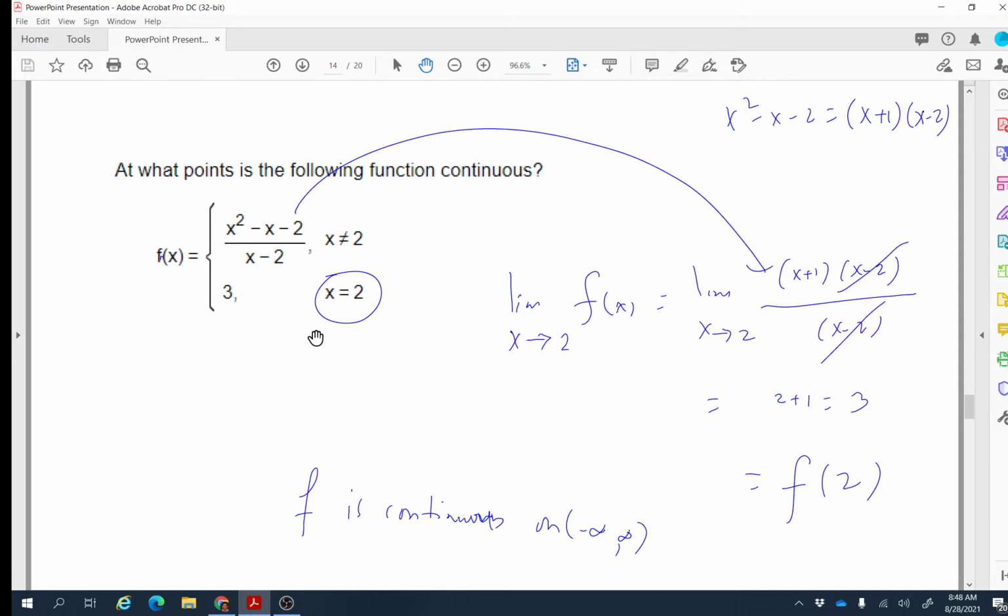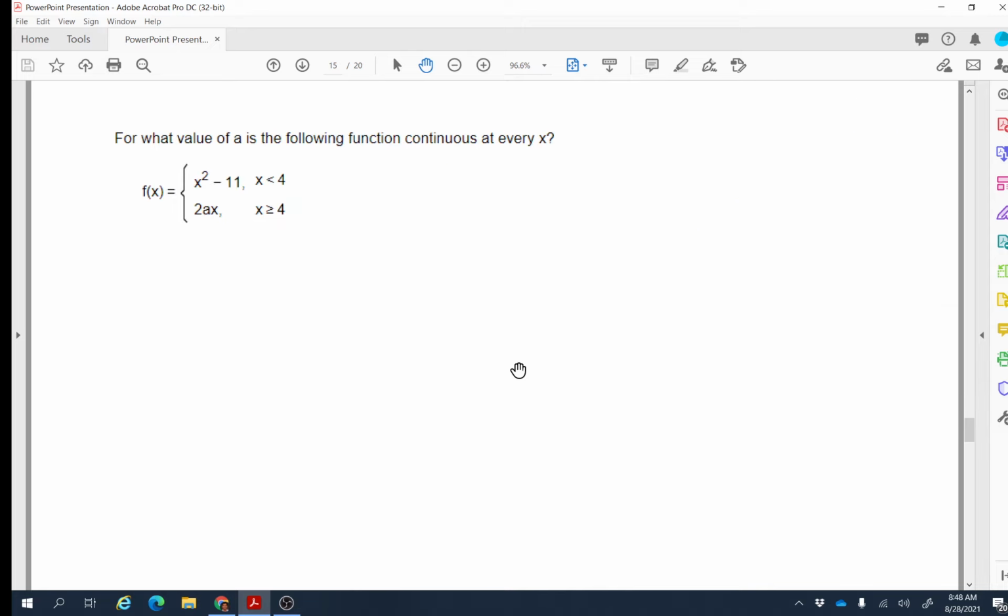So we can use the same approach as here. Everywhere else we don't have any problem. Less than 4 or greater than 4, both of these pieces are continuous. On the top, this is a parabola, so that is continuous. On the bottom, this is a linear function, so that is continuous. So on the left side of 4 and on the right side of 4, we don't have any problem. The only situation we need to check is at 4.